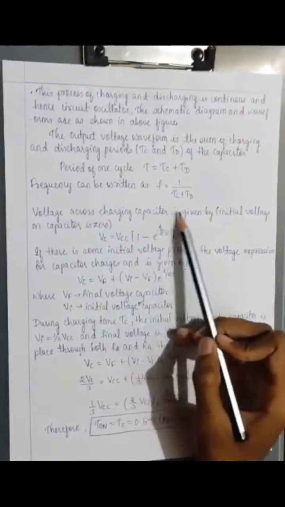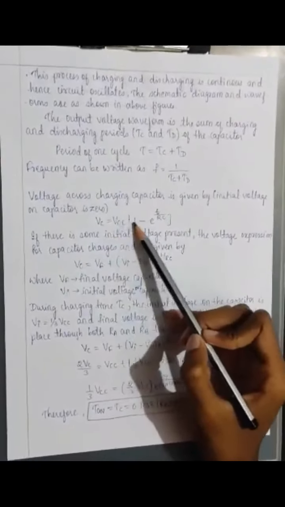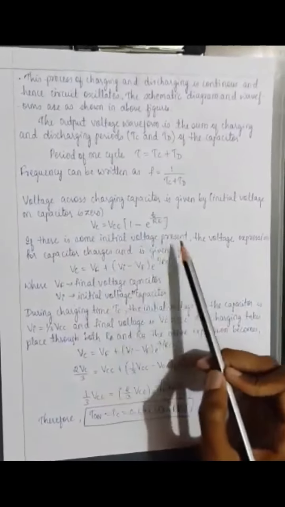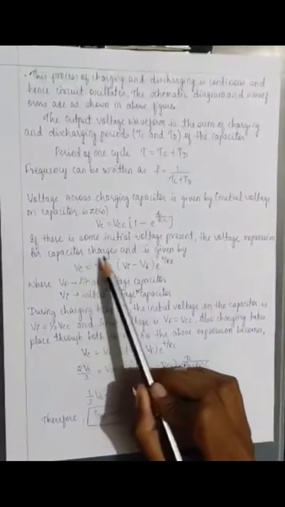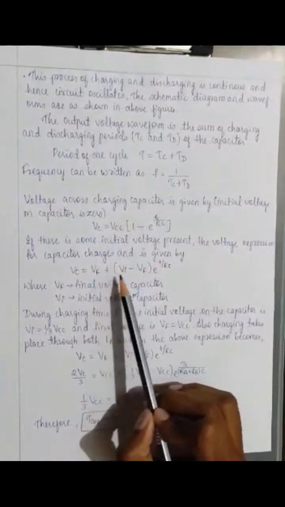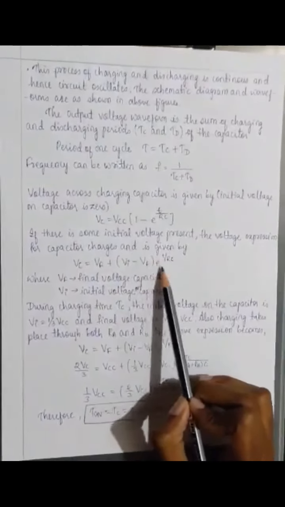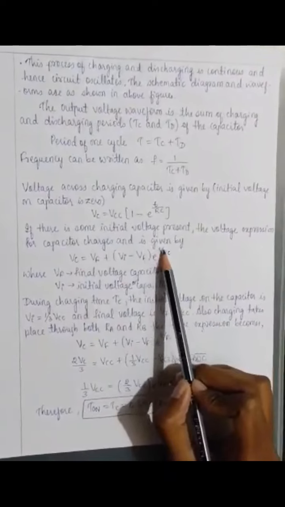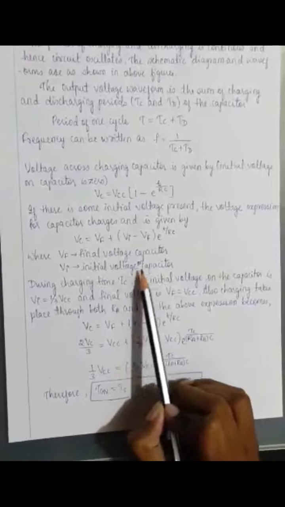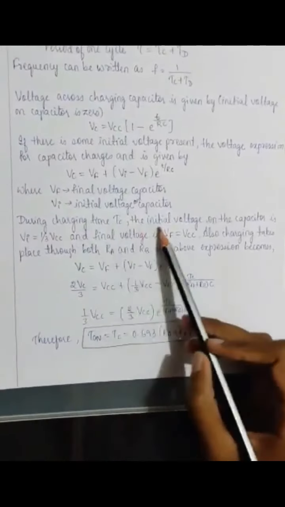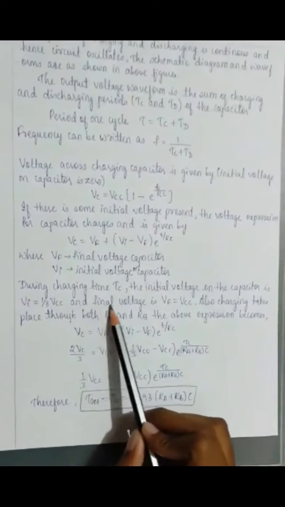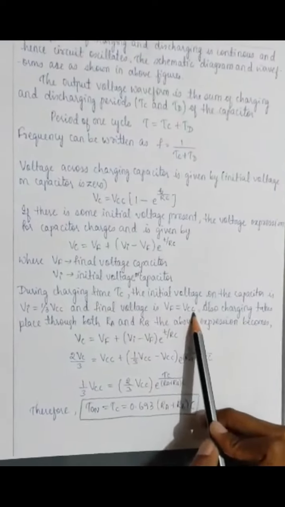Voltage across a charging capacitor is given by Vc equal to Vcc into 1 minus e to the power minus t by RC. If there is some initial voltage present, the voltage expression of the capacitor while charging is given by Vc equal to Vf plus Vi minus Vf into e to the power minus t by RC, where Vf is the final voltage on the capacitor and Vi is the initial voltage on the capacitor. During charging time Tc, the initial voltage on the capacitor is Vi equal to 1 by 3 Vcc and the final voltage Vf is equal to Vcc.